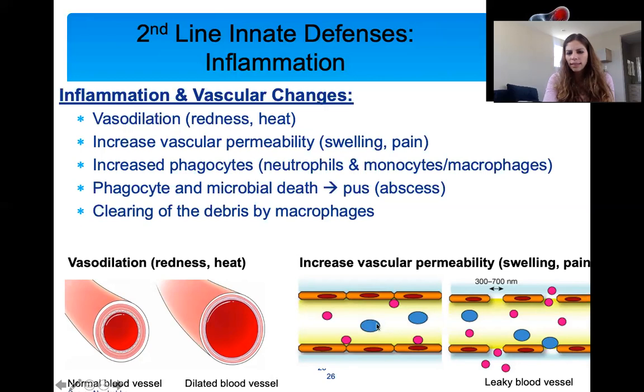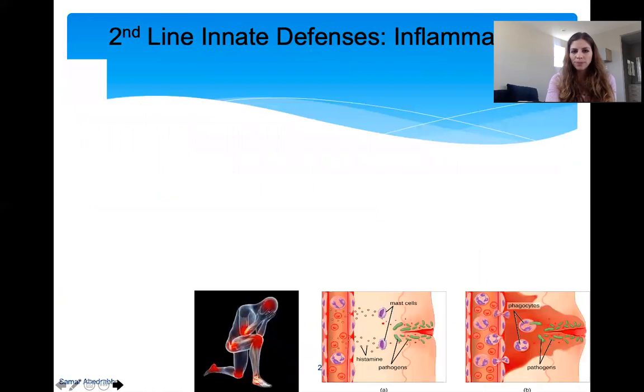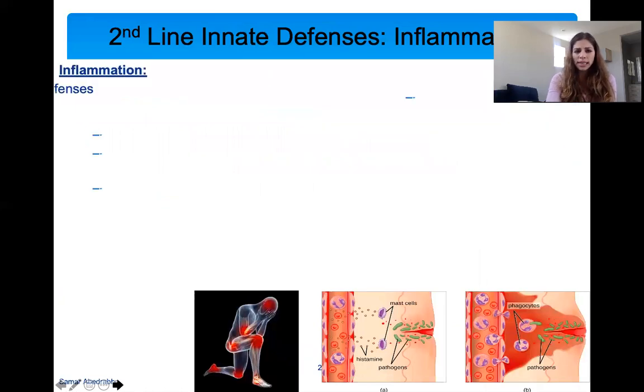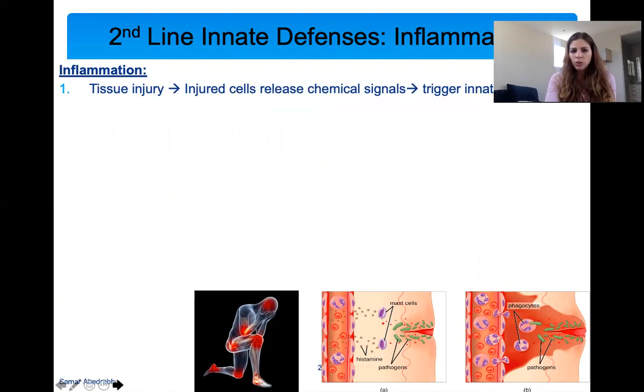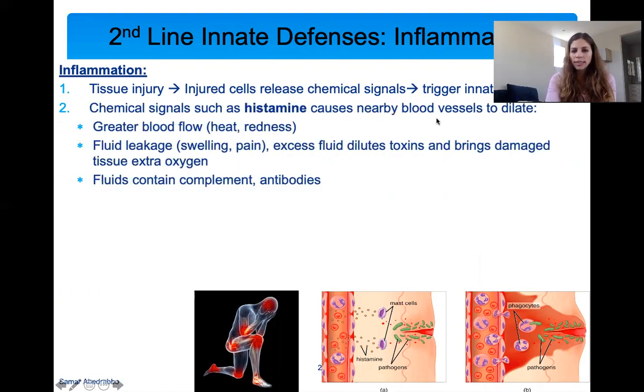So when we look at these pictures, you see that when you have vasodilation, when your blood vessels dilate, you get increased permeability, which is a good thing because you want your white blood cells to get in to be able to get rid of the microbe or pathogen. And the specific process of how inflammation goes, you get tissue injured. The injured or infected cells will release chemical signals. Remember, different pro-inflammatory mediators are histamine, prostaglandins, leukotrienes. So chemical signals such as histamine will cause nearby blood vessels to dilate.